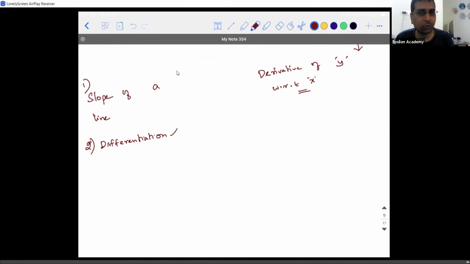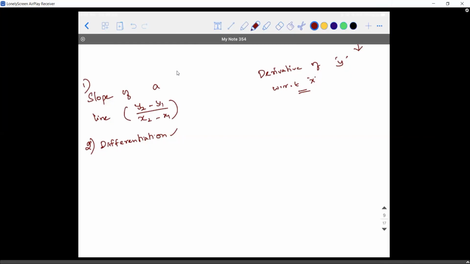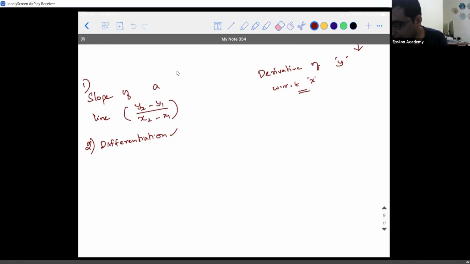So is there any doubt from slope of a line? So what was the formula of slope of line when 2 points are given to you? y2 minus y1 divided by x2 minus x1. So what does the slope of a velocity time graph represent? Acceleration. What does the slope of a displacement time graph represent? Velocity. So next is differentiation, right?